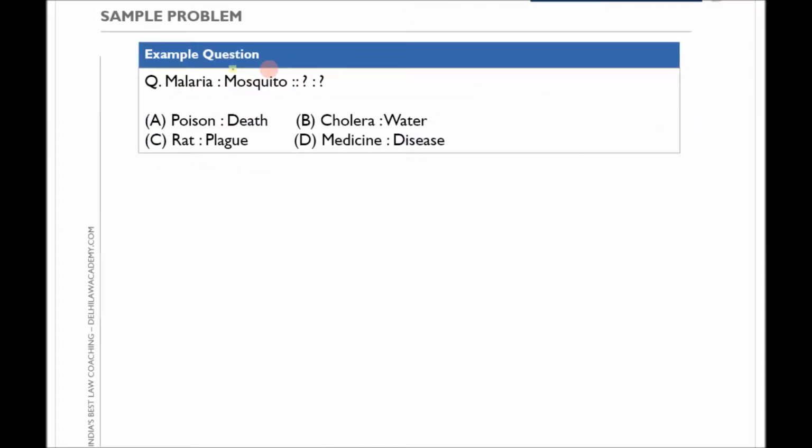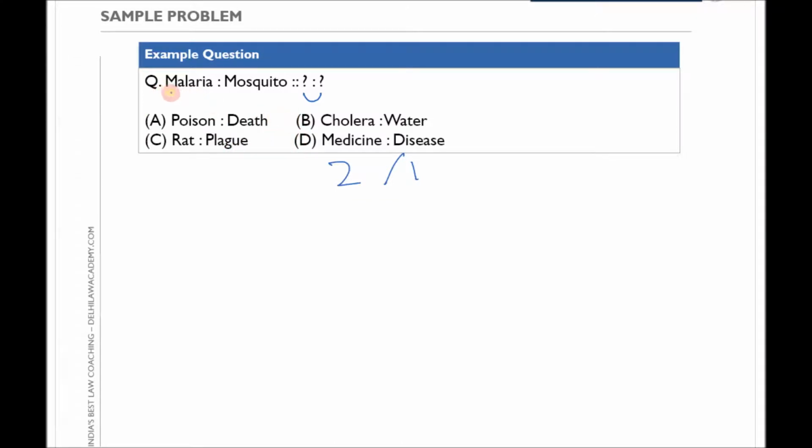Now here's another question, guys, and this one is somewhat more interesting. This one says malaria is to mosquito is as what and what. So here we actually have two things to fill, not one, right? And the principle remains the same. You're looking for the relationship between malaria and mosquito. Your options are poison, death, cholera, water, rat, plague, medicine, disease.